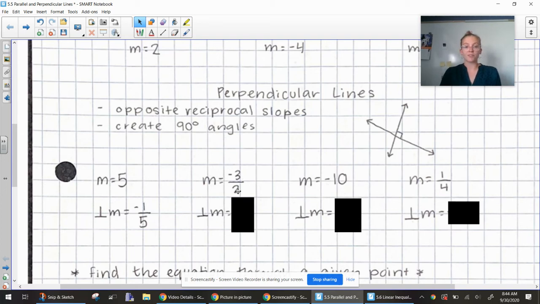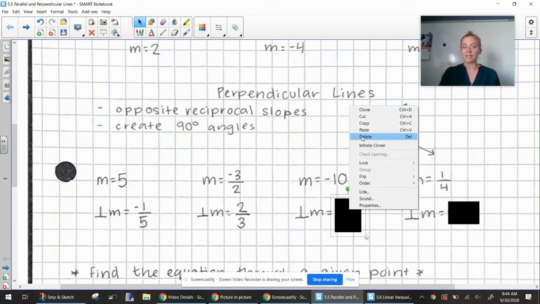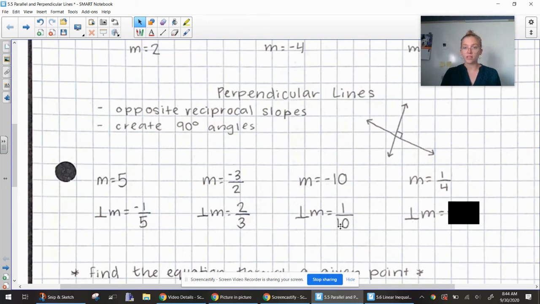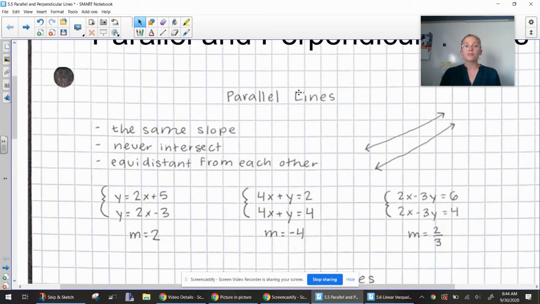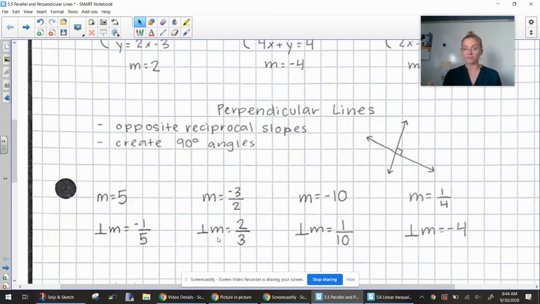If my slope is -3/2, for my perpendicular slope, I'm going to change the sign and flip the fraction. So I have +2/3. Here my slope is -10, so my perpendicular slope means I flip the fraction. I have 1/10. If my slope is 1/4, my perpendicular slope would be -4/1 or -4. So this is how we find the slope for perpendicular lines. Remember, parallel lines have the exact same slope, nothing changes. Perpendicular lines have opposite reciprocal slopes.